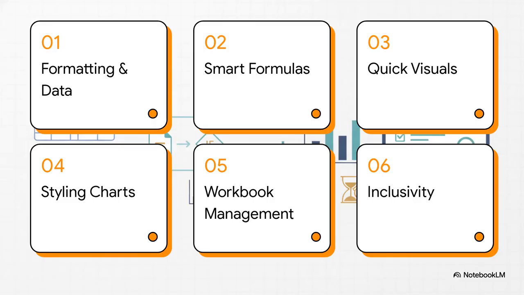Here is our roadmap for the transformation. First, formatting and entering data. Second, writing powerful smart formulas. Third, sparklines and the format painter. Fourth, building and styling charts. Fifth, managing your Excel workbook. And finally, working smart and inclusively. Let's get right to it.